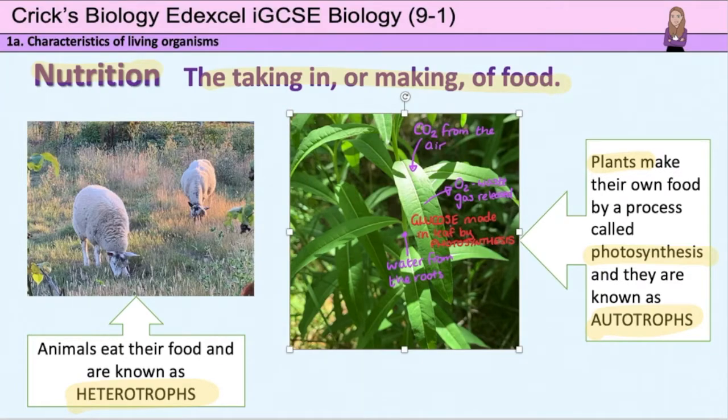Plants use energy from the sun to convert carbon dioxide in the atmosphere into glucose, and their roots absorb water and minerals from the soil, so they can convert this glucose into other biological molecules or respire it to release energy.